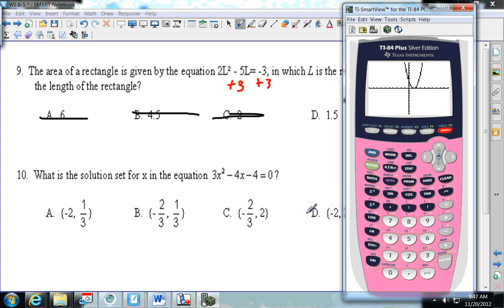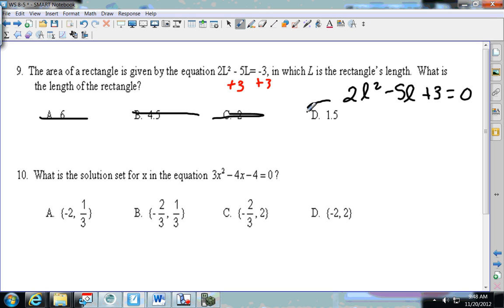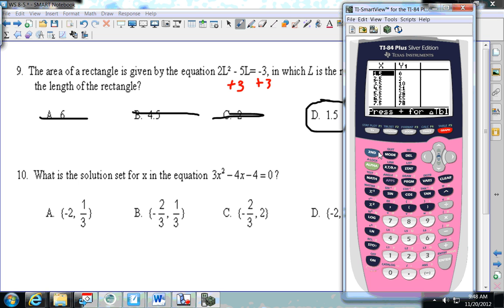So let's look for sure and see if 1.5 works. If I press second window, type in 1.5, then second graph, 1.5 and 0. That shows me one of the solutions because it has a 0. So the answer would be D. Now when you do that though, be careful. You need to go back to second window and change it back to 0 so that your table still goes by ones.